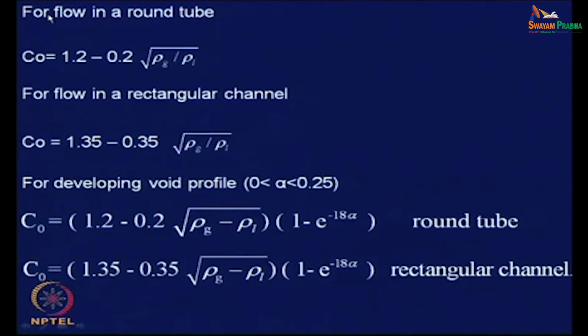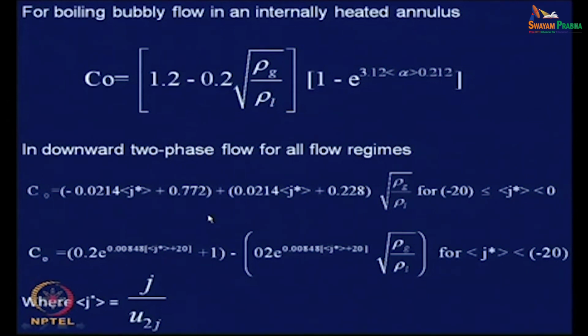For example, for fully developed flow in a round tube, please remember C0 has been expressed as a function of rho g by rho l. Again, for fully developed flow in a rectangular channel, it has been developed in this particular way. When it is not fully developed, the expressions are given here, and I have written down a large number of expressions from which C0 can be obtained under different conditions. But please remember, these were all for more or less parabolic voidage profiles, where we assume the voidage is much higher at the center as compared to the walls.